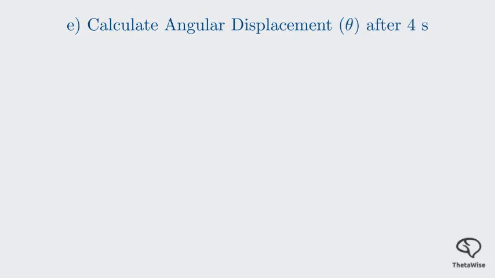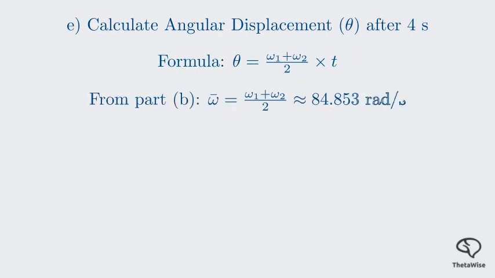Next, let's find the total angular displacement theta of the wheel after 4 seconds. We can use one of the standard kinematic equations adapted for rotational motion. The formula we'll use is theta equals the quantity (omega 1 plus omega 2) divided by 2, all multiplied by time t. Notice that the term in the parentheses is simply the average angular velocity, omega bar, that we calculated in part B. In part B, we found that the average angular velocity was 84.853 radians per second. The time t is 4 seconds.